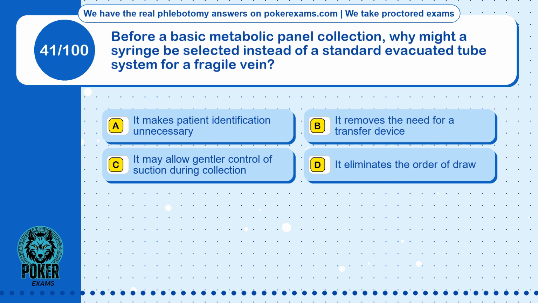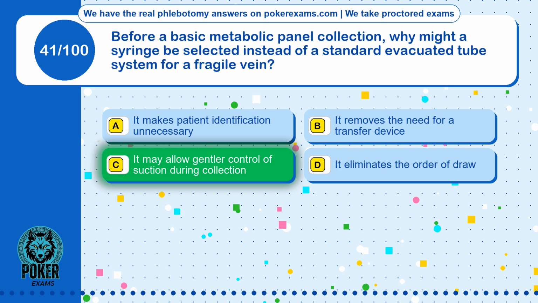Question 41. Before a basic metabolic panel collection, why might a syringe be selected instead of a standard evacuated tube system for a fragile vein? Option A. It makes patient identification unnecessary. Option B. It removes the need for a transfer device. Option C. It may allow gentler control of suction during collection. Option D. It eliminates the order of draw.